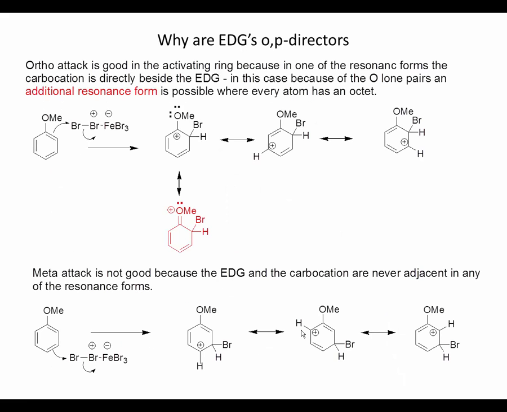Okay, so in these next few slides, I'd like to address the reasons for ortho-para direction. And what we're going to do is look at anisole, nitrobenzene and chlorobenzene and just see what the effects of electrophilic attack at various positions are. Okay, so the first case we'll look at is ortho attack on anisole, and we'll use the bromination reaction as the example reaction.